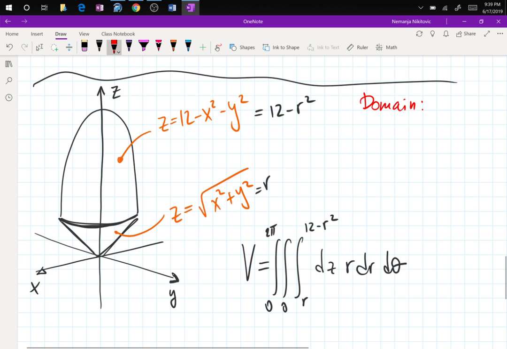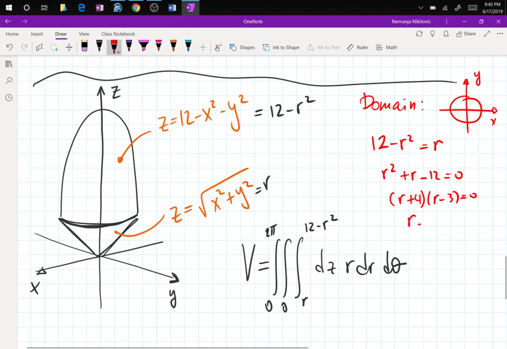your domain in this case is going to be this circle that you get in the xy plane, and you will get that when you go 12 minus r squared is equal to r. So once you solve this problem, you will get the equation for r. So I have r squared plus r minus 12 equal to 0. When I factor this, I get r plus 4 and r minus 3. One r is negative 4, throw that in garbage, and the other r is 3. That's a good one. So 0 to 3.